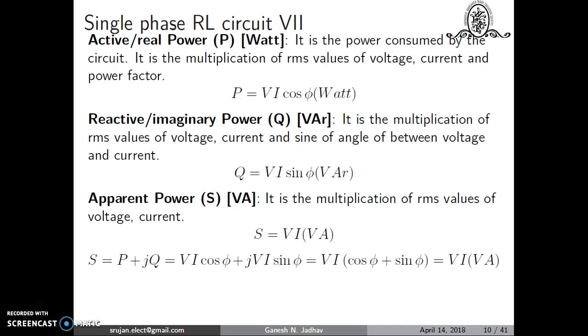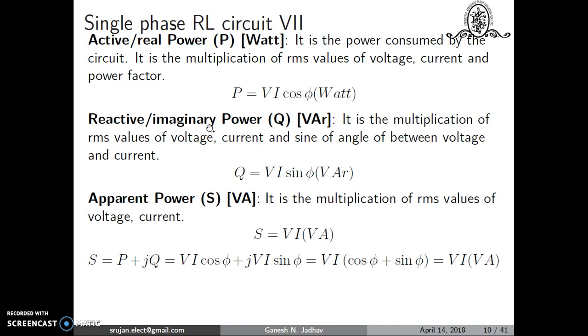How will we define the active power? Active power is the power consumed by the circuit. It is the multiplication of the RMS value of voltage, current, and power factor. So P is equal to V into I into cos phi, where cos phi is known as the power factor. How do we define the power factor? Power factor is the cosine of the angle between voltage and current. So P is equal to VI cos phi watt.